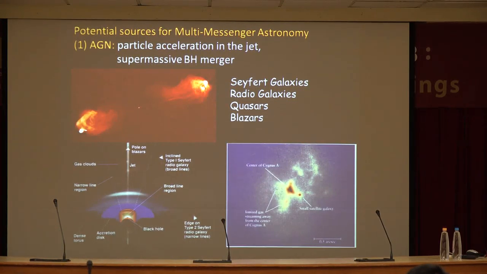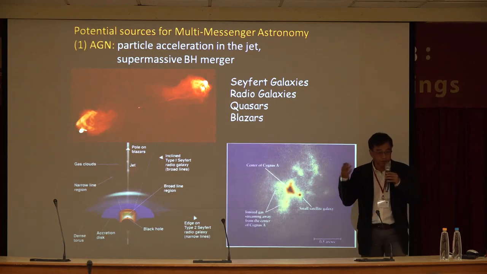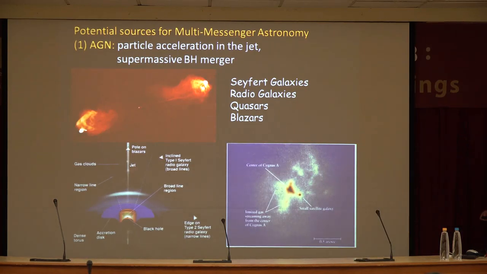And this one is believed to be another satellite actually merging with the larger one. And along with this merger, there can be two supermassive black holes merging sometime in the future. Okay. And for AGNs, there are different types, but we are not in astronomy, so forget about this. Anyway, these are quite promising sources to see neutrinos, to see gravitational waves, and together with photons.